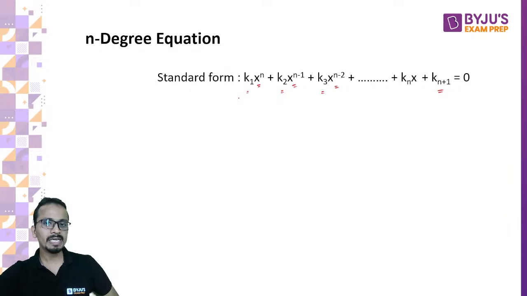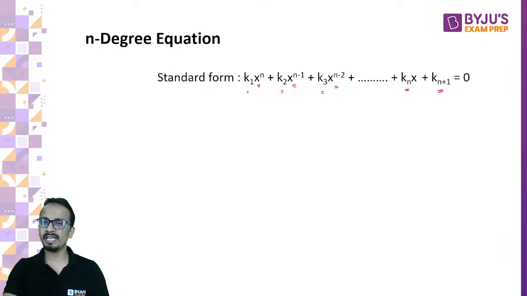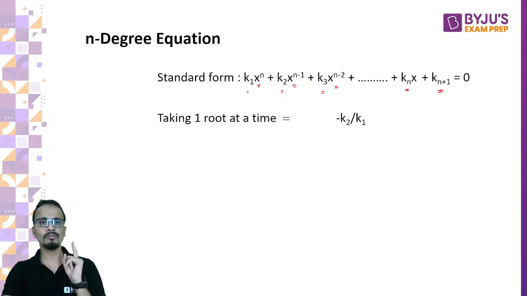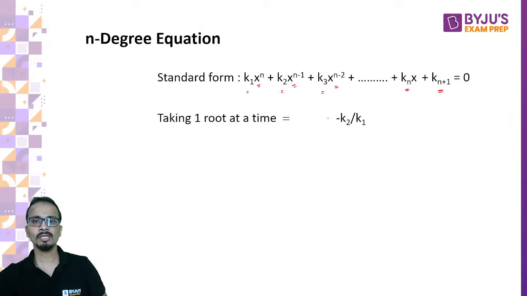Yes, Chandan, a will be in the denominator for all the roots. So now the coefficients are k1, k2, k3, k4, k5, kn and finally kn plus 1, the independent term. All right, so this is the standard n-degree equation. Now this equation will have n roots obviously. Now the sum of roots taking one root at a time, that means the sum of roots calculated individually. So how will I write it? The denominator in all these cases will be k1. So k1 will remain in the denominator for all these formulas.